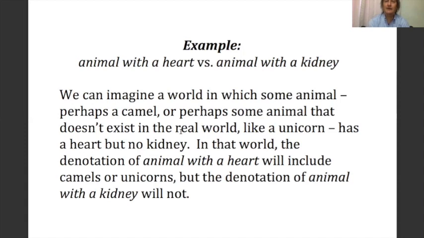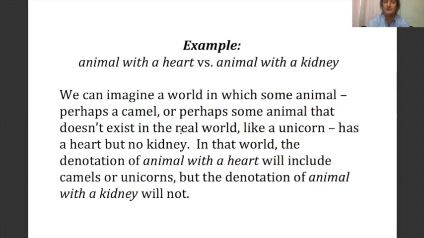So how can we make use of this notion of possible worlds to help with our semantics, to help make use of denotations in particular to distinguish between expressions? We have animal with a heart and animal with a kidney, and we decided that we'll accept that they have the same denotation in the actual world. That doesn't mean they're going to have the same denotation at other worlds.